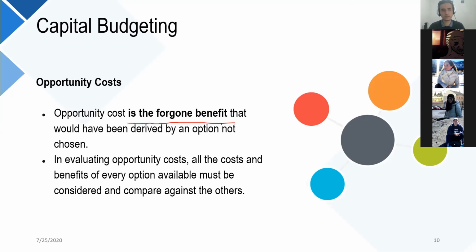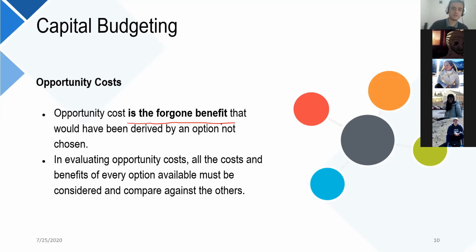So that's opportunity cost. Of these three types of costs, do you have any question? It's pretty easy to compare: sunk cost, relevant cost, opportunity cost. Don't take into consideration sunk cost, do take into consideration relevant cost, and when you are analyzing different options, take into consideration opportunity costs.